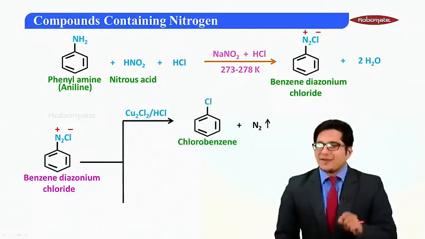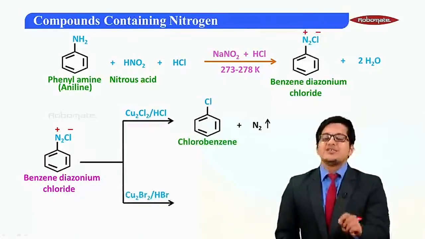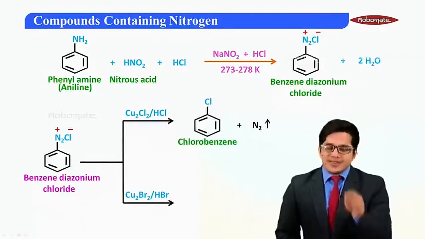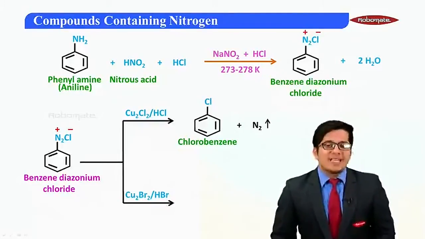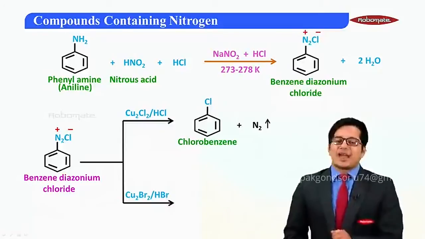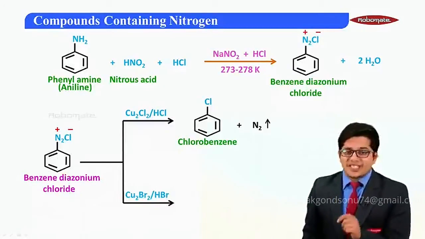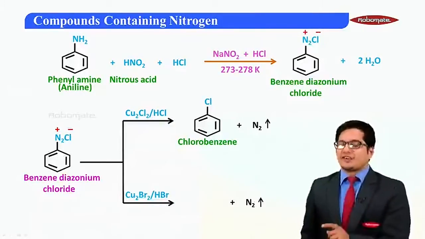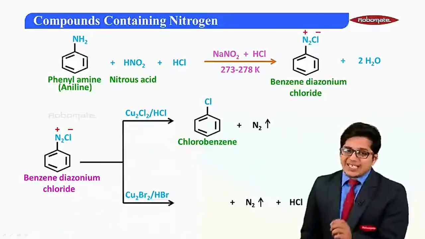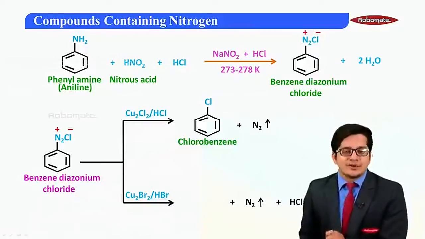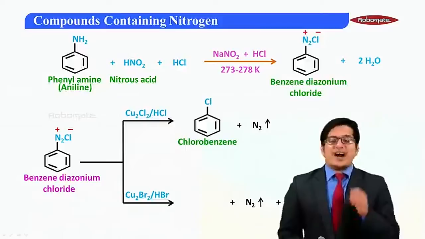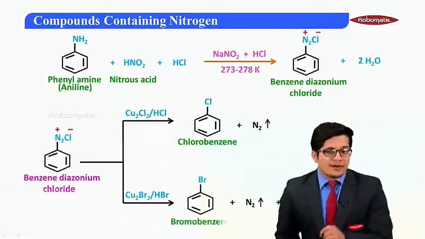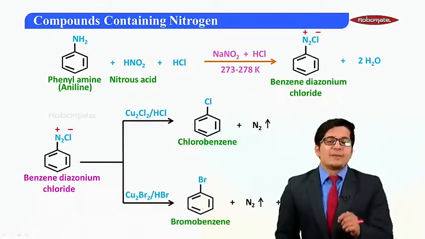But when I take Cu2Br2 in the presence of HBr, let's see what happens. Now in this case, the first thing what you would get is nitrogen that is liberated, and nextly you would get HCl molecule. Further, again you would get a compound, but now in this case it is bromobenzene.